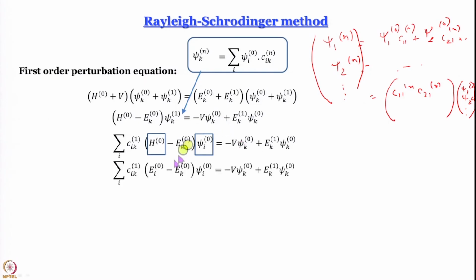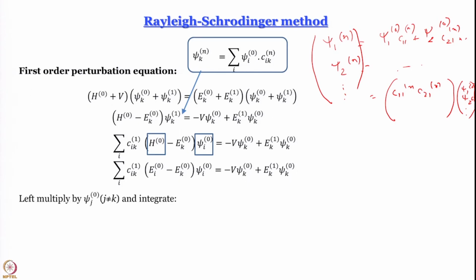I get C ik 1th multiplied by E i 0th minus E k 0th times psi i 0th is equal to the right hand side. Okay, it is getting nicer. I have replaced an operator by a value, and that too the value of an unperturbed energy. This is great, it is turning out to be very nice. What do I do next? By now you should be used to it.